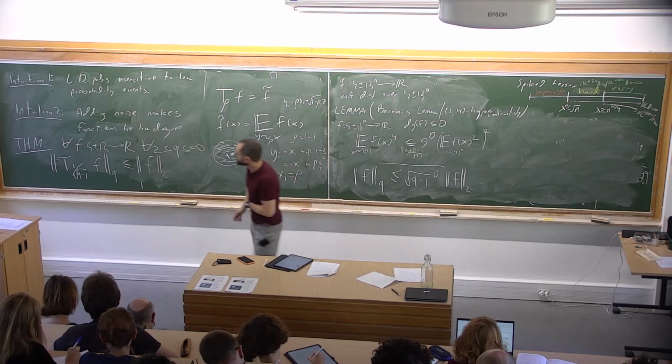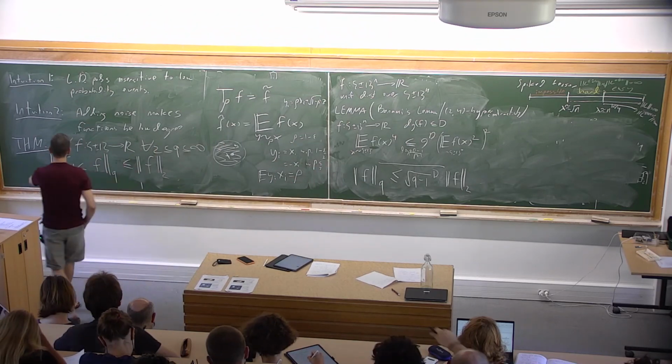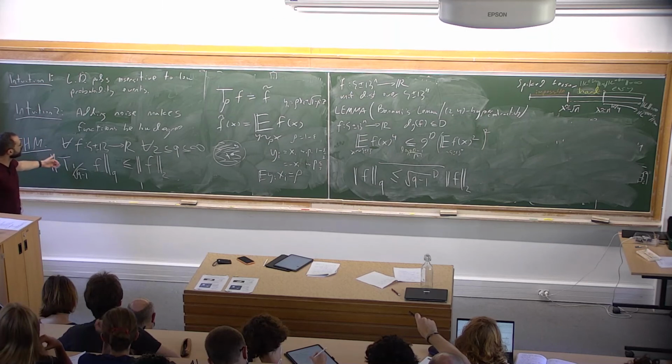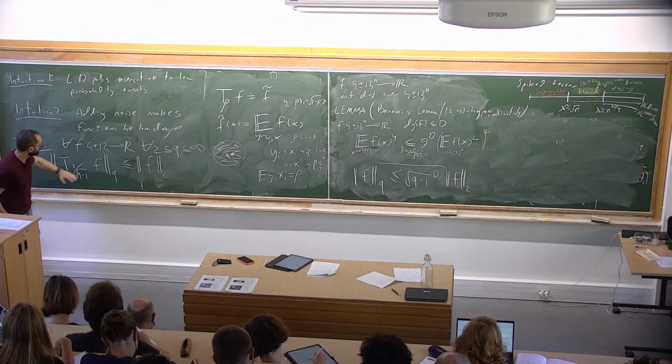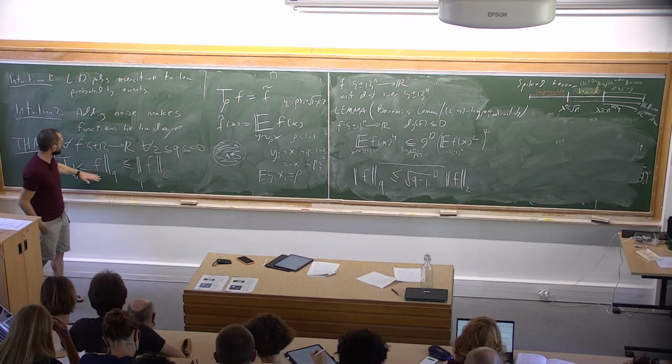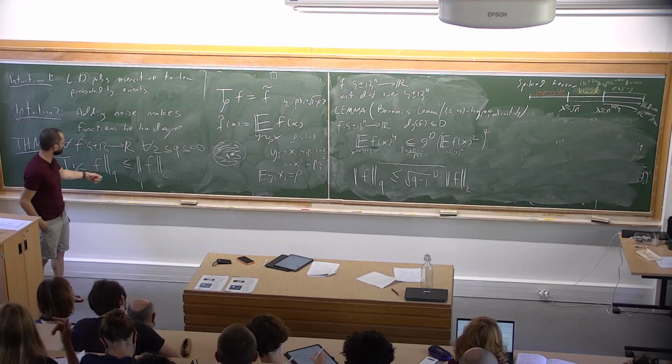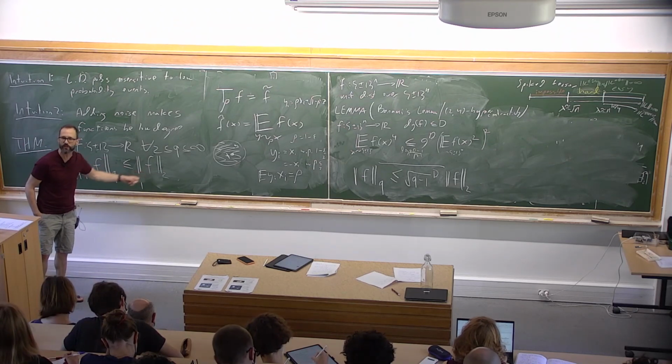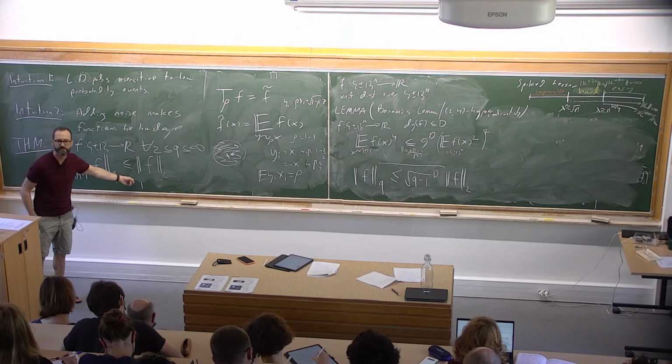So basically, the notion of hypercontractivity is that this operator shrinks f even when you go from the 2 norm to the larger Q norm.